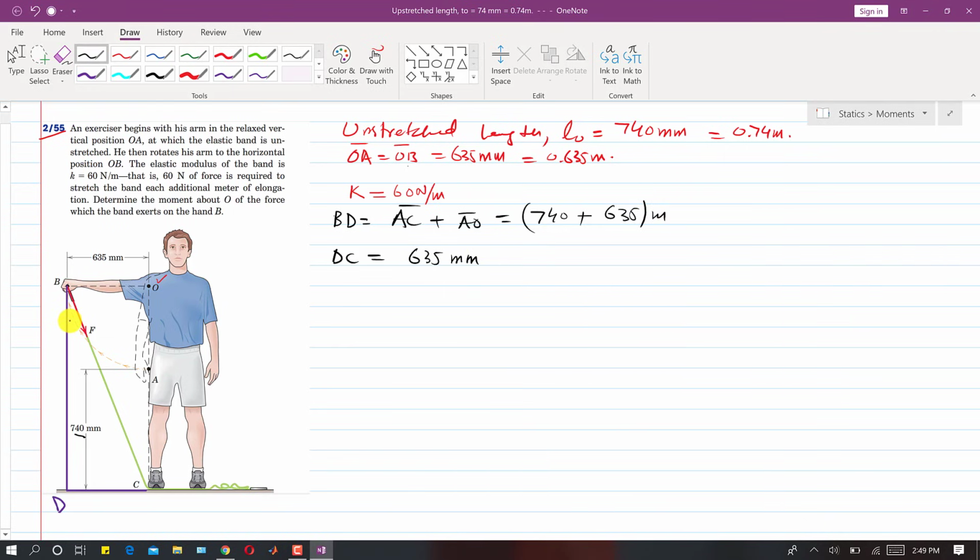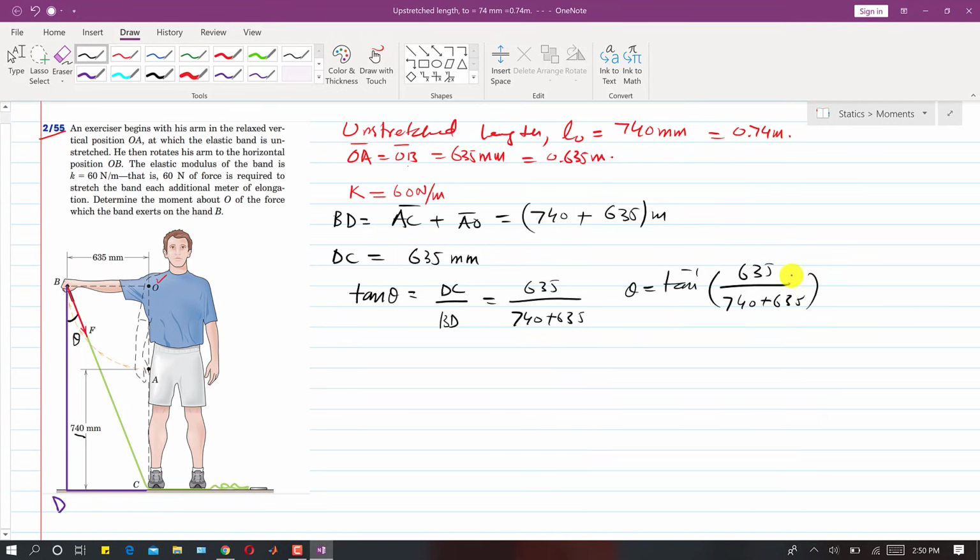Now if you want to find this theta, let's suppose this is theta, then if I apply tan theta, tan theta will be equal to perpendicular, so perpendicular is DC, divided by base. The base is BD, right? So I will write 635 divided by 740 plus 635. If we solve this, we will get theta. So theta will be equal to tan inverse of 635 divided by 740 plus 635. So theta comes out to be 24.78 degrees, right? So now we will be able to resolve this force.